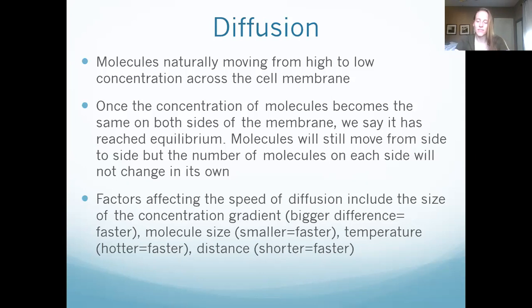Some of the factors that affect the speed of diffusion include the size of the concentration gradient. So if there is a bigger difference between the high and low concentration area, molecules will diffuse faster. Also, the smaller a molecule is, the faster it can diffuse. The hotter the environment that the molecule is in, the faster it will move, and the shorter the distance, the faster molecules can diffuse.